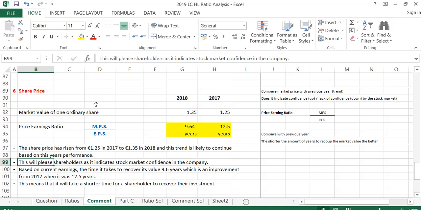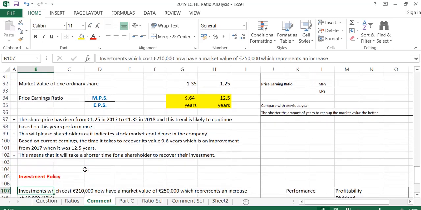So based on current earnings, the time it takes to recover its value is 9.6 years, which is an improvement from 2017 when it would have taken 12.5 years to get their money back. So it's taken less time for them to get their money back, which is good. This means it will take a shorter time for shareholders to recover their investment. So the shareholders will be happy on this.